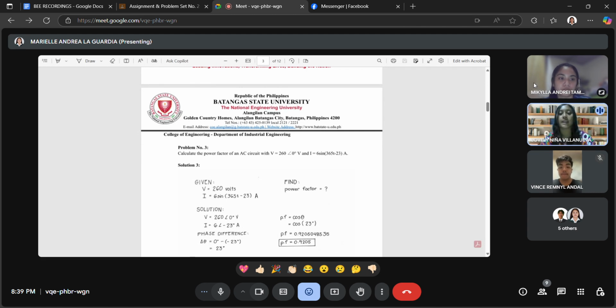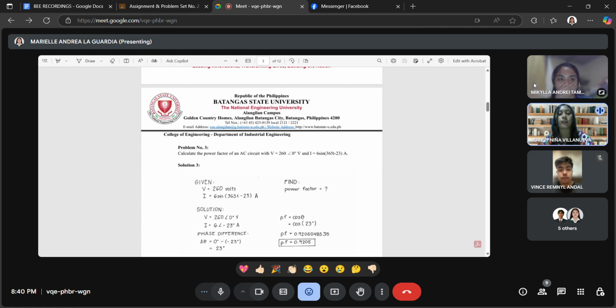The voltage is given as a steady 260 volts with a phase angle of 0 degrees, while the current is represented in the time domain as 6 sine (365t minus 23 degrees) amperes, which can then be translated to the phasor form of 6 with a phase angle of negative 23 degrees amperes. This conversion allows us to directly compare the voltage and current phases, with the phase difference obtained by subtracting the current phase from the voltage phase, yielding a 23-degree difference.